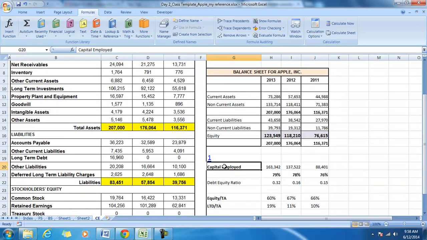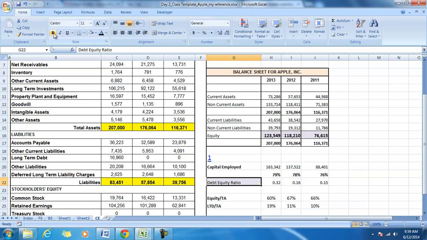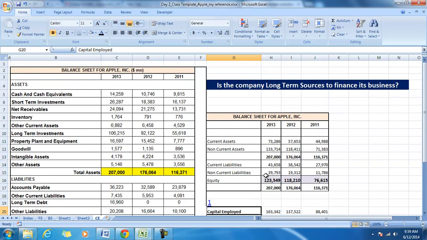So capital employed and debt equity ratios are two important financial items which can actually help us in answering this question whether the company is using long-term sources or not.